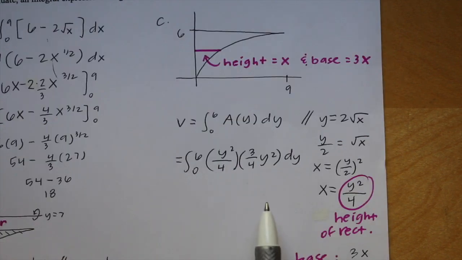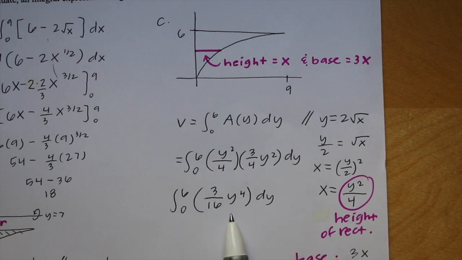And to get the area of a rectangle, you would multiply that height and base together. So here's the height, here's the base. And finally, for your volume of known cross-section, you have the integral from 0 to 6 of 3/16 y to the 4th dy.